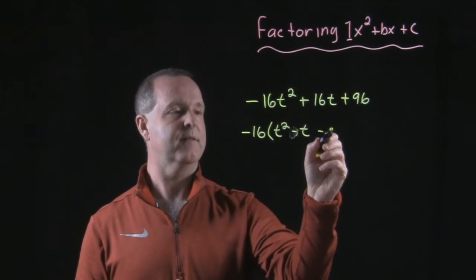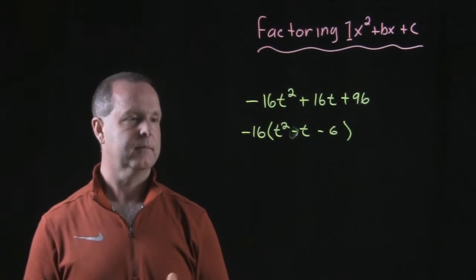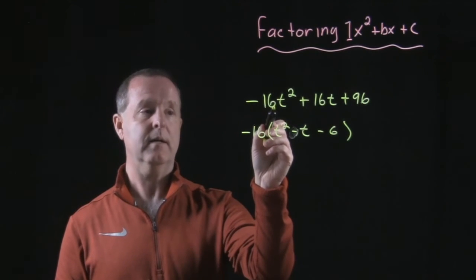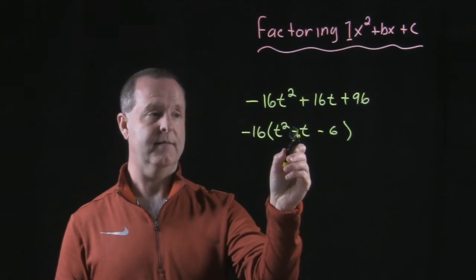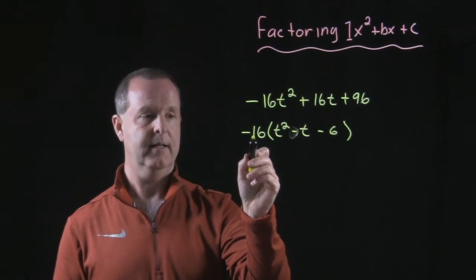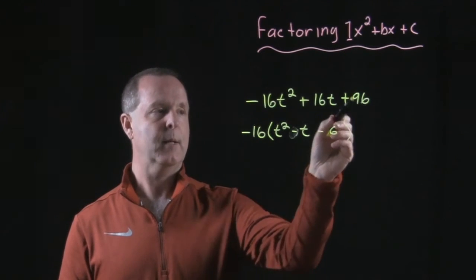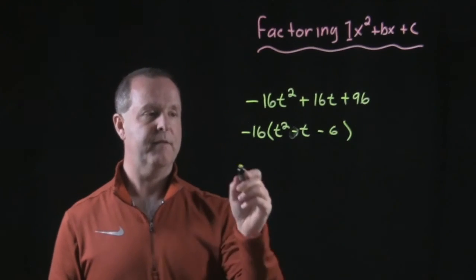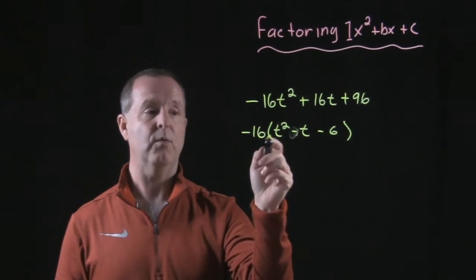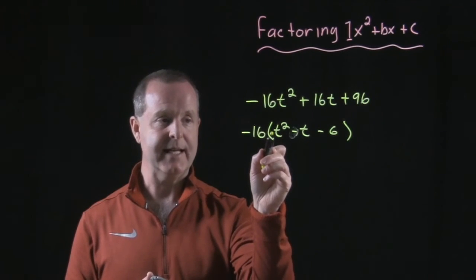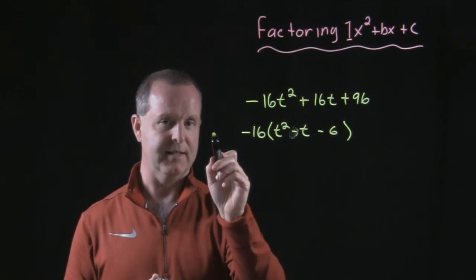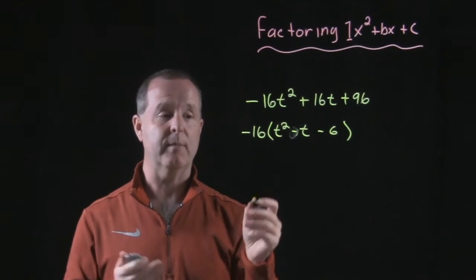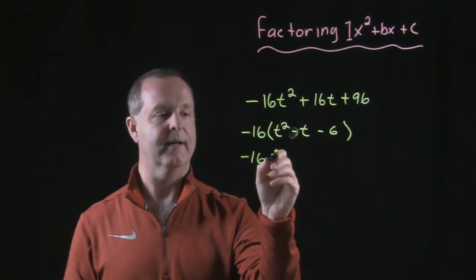And over here I have a -6 left. And I just want to double check that if I multiplied it back, -16 times a t squared, -16 times a -t gives me a positive 16t, and a -16 times a -6 gives me a positive 96. All right, now we have a trinomial left, and notice we wanted to have this leading term in the parentheses positive. And now you're starting to see why. Now we can factor this trinomial, or see at least if we can.